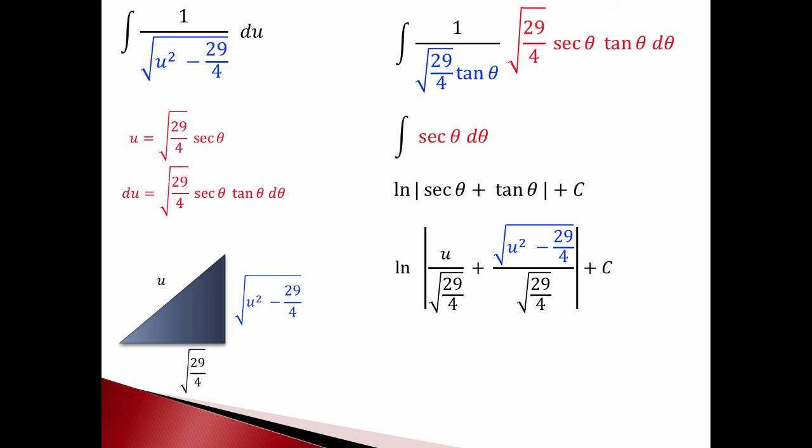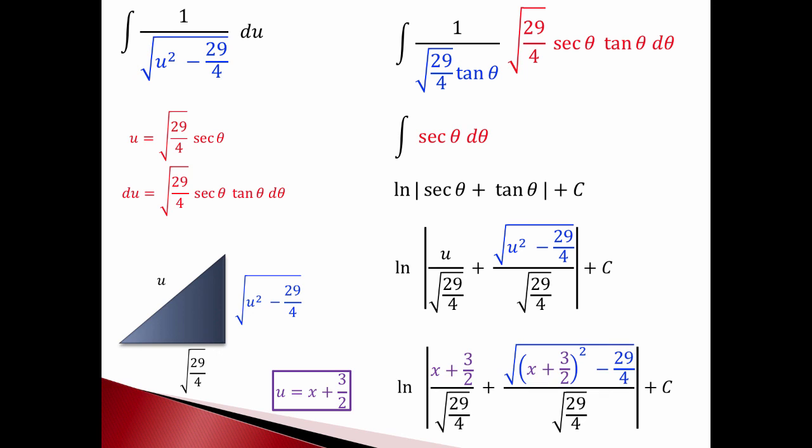But of course, we're not quite done yet. Because remember, the original problem had x's in it. We did u substitution, then we did trig substitution. So the very last step is we have to remember to substitute back in for x's. So the u was way back a couple screens ago, x plus 3 halves. So everywhere there's a u, I turn that into x plus 3 halves. And that's easy enough, right?